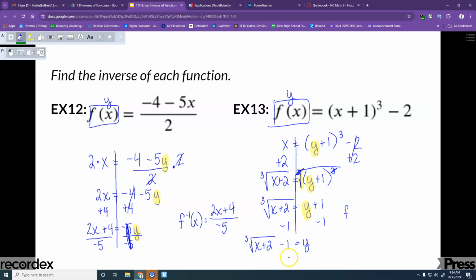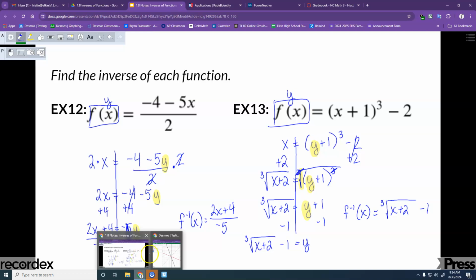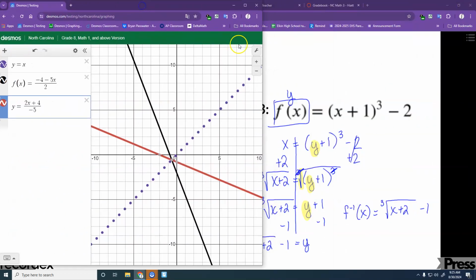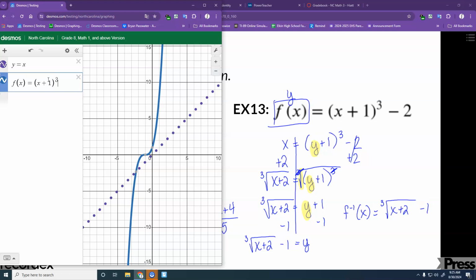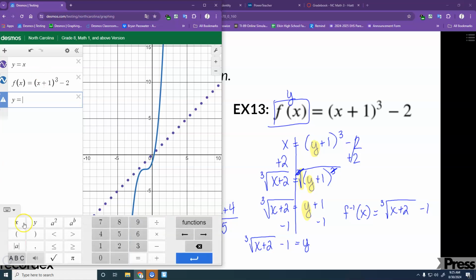And so if you want to write it with inverse notation, you would have the cube root of x plus 2 minus 1, like that. Okay, we need to check this one with Desmos. Let me pull this up over here. I'm going to leave y equals x up there. And our original was f of x equals x plus 1 cubed minus 2. And my answer, do y equals, don't try to do f inverse. It doesn't like it. Cube root, you're going to go down here.